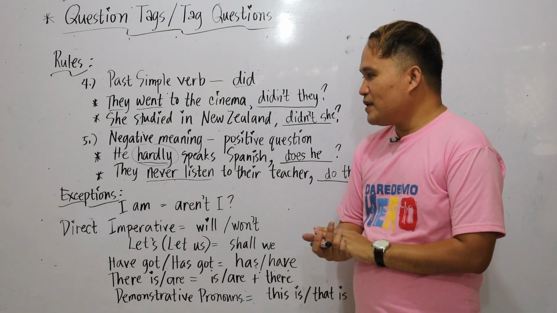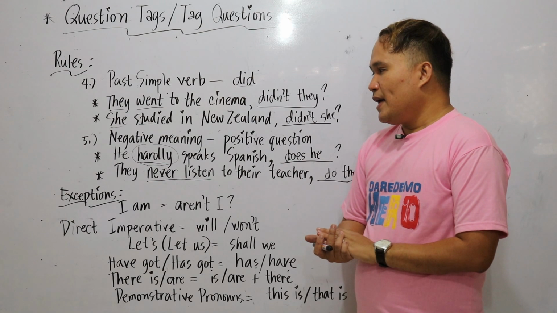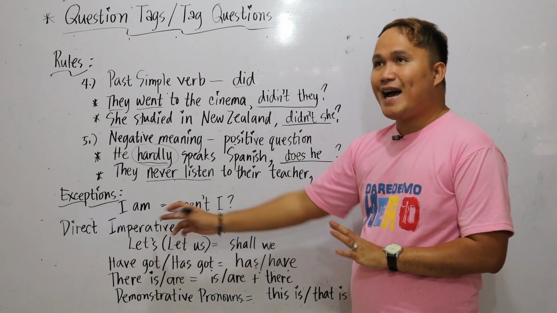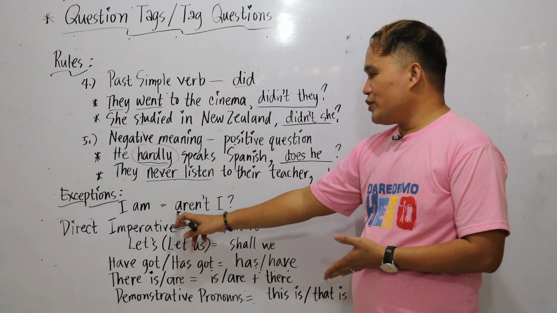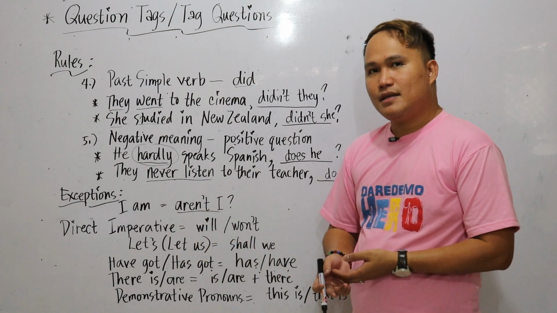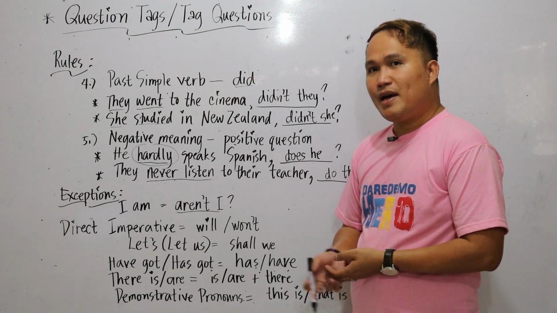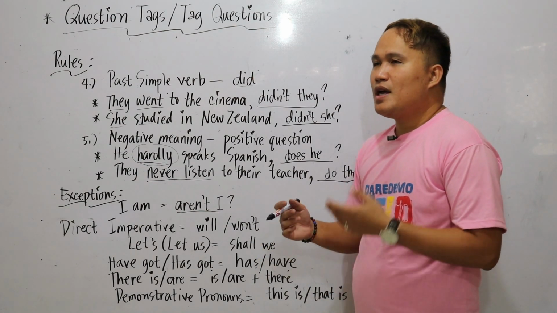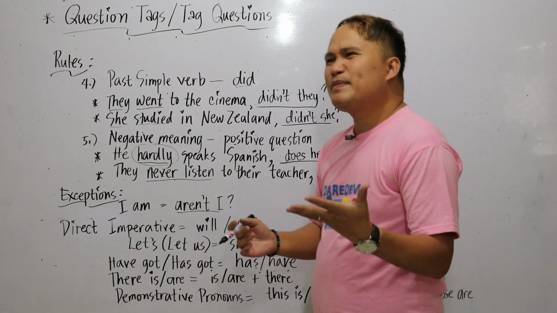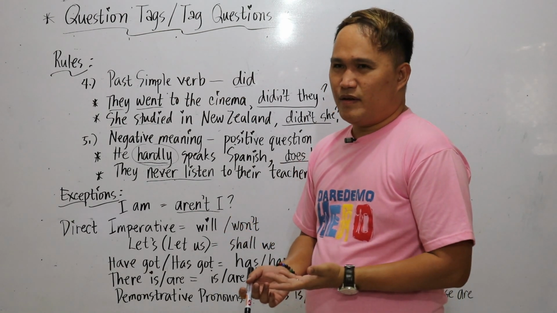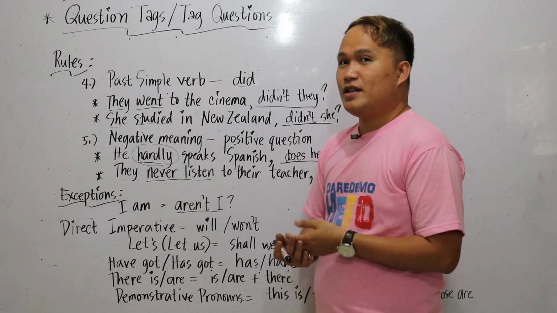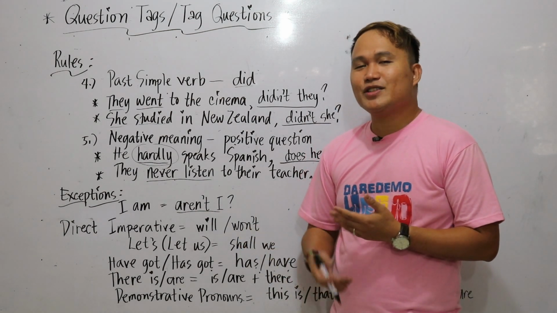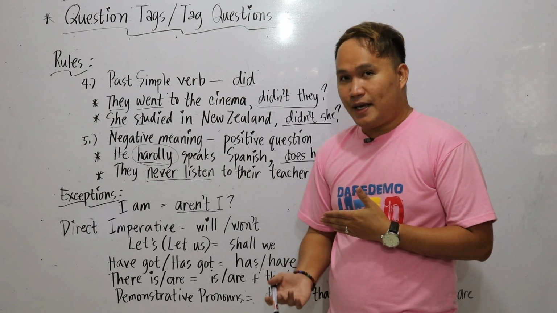Now, let's go to the exceptions to the rules. For tag questions, if the statement starts with I am, your tag question should be aren't I, not am I. For example, I am hungry, aren't I? You don't say, I am hungry, am I not? You say, aren't I?